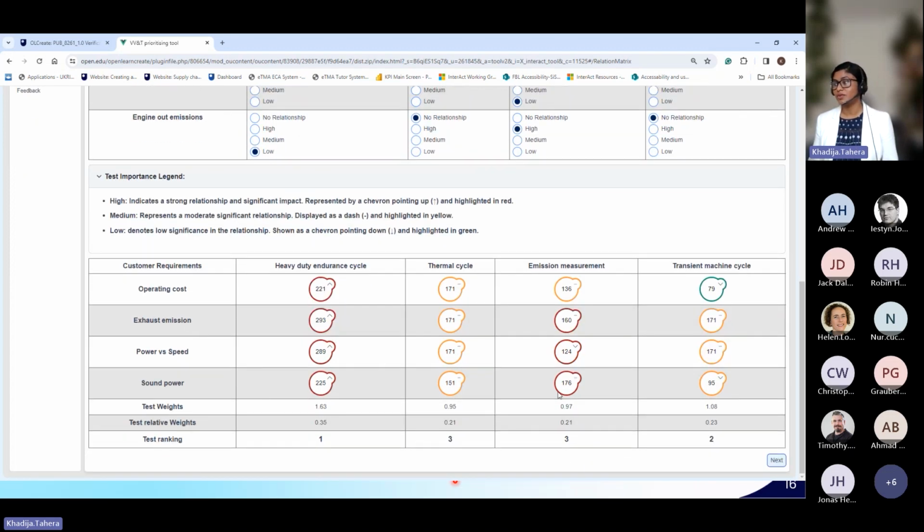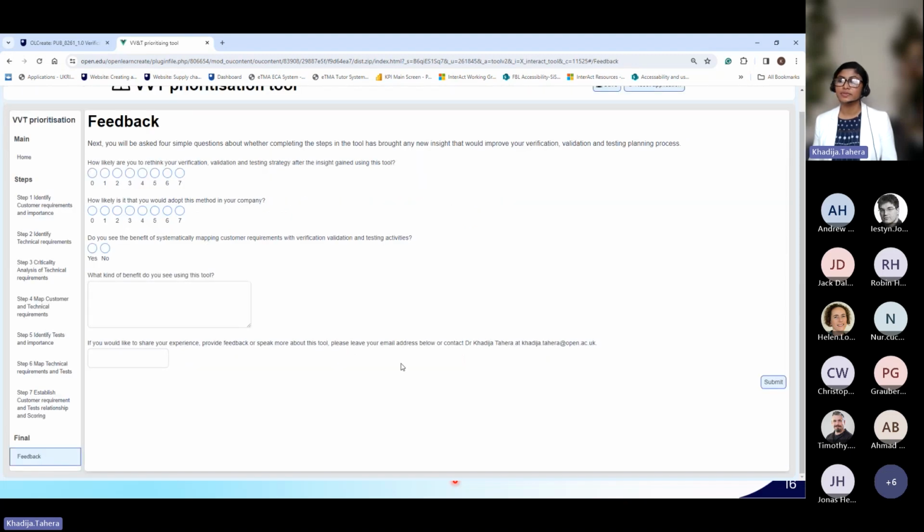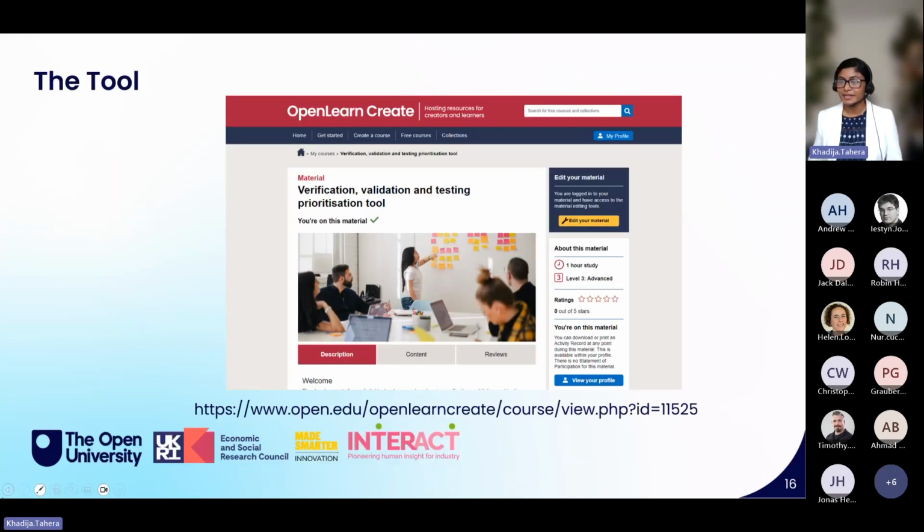Once you have done all of this, please give us some feedback, where we ask simple questions: how likely are you to adopt this process in your company, any benefits you have seen, or any comments. And of course, you can always contact me directly. You know my details. And that's it about the tool essentially.